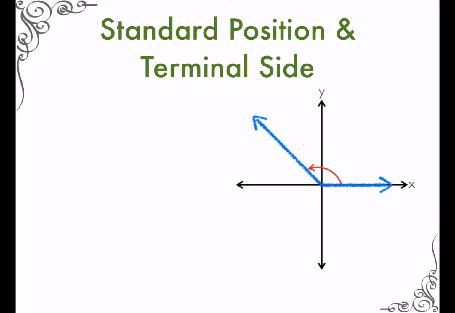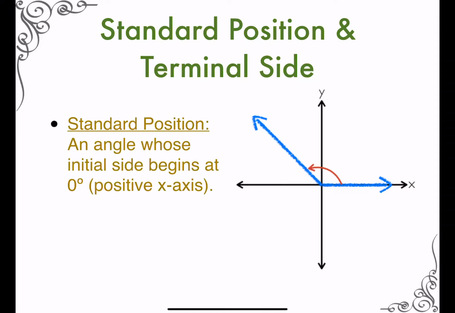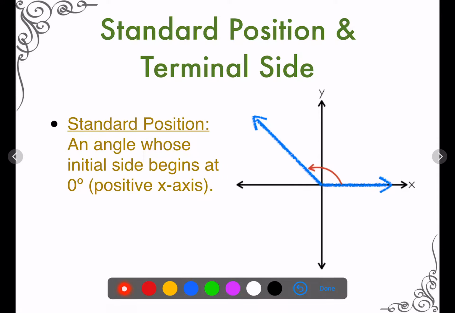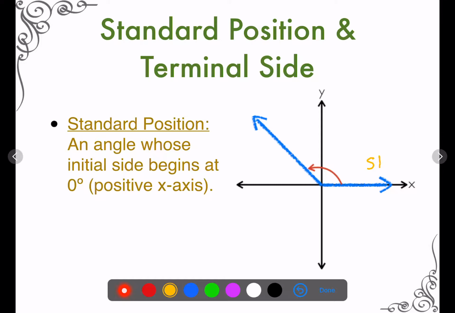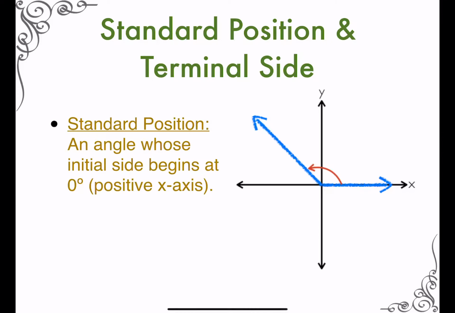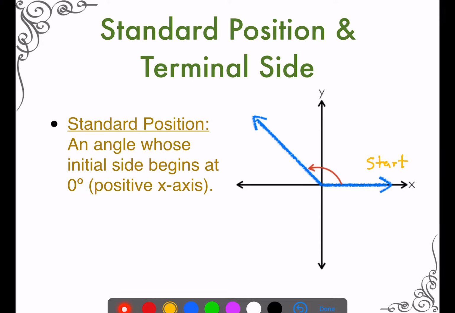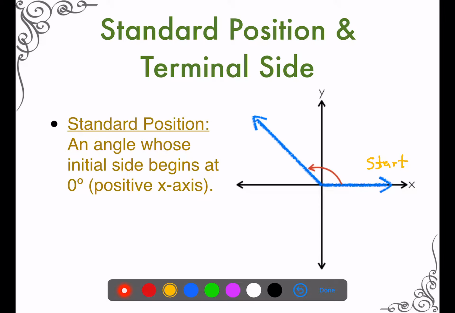All right, the next thing we're going to talk about when it comes to angles in the coordinate plane is standard position and terminal side. Standard position is an angle whose initial side begins at 0 degrees or the positive x-axis. What that really means is this is always where we start measuring the angle from when we're talking about standard position. We start on the positive x-axis.